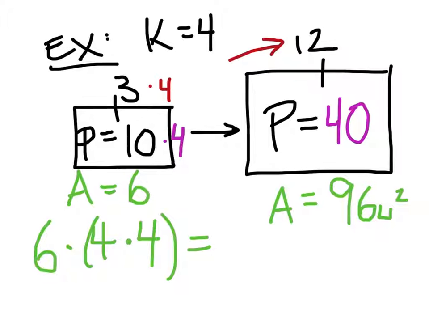So once again, it's just a matter of having the scale factor of 4. We found that the scale factor was 4. We did that because we have these two corresponding side lengths. 3 times 4 is 12. And we're using the same scale factor with the perimeter. 10 times 4 is 40. The area, however, is different. It's the scale factor times the scale factor, and then it's just multiplied by the area of the pre-image. That will give us the area of the image.